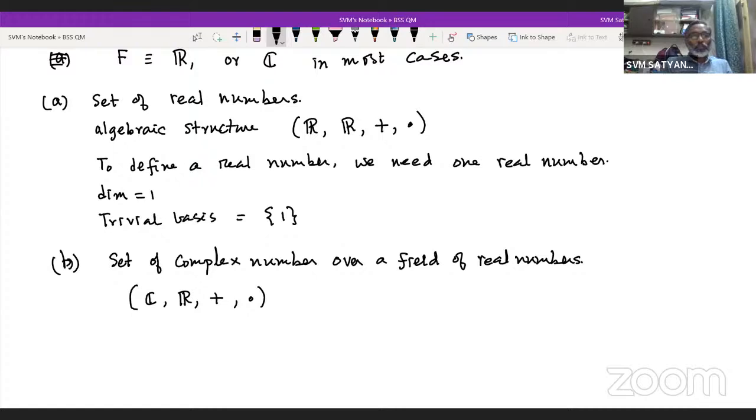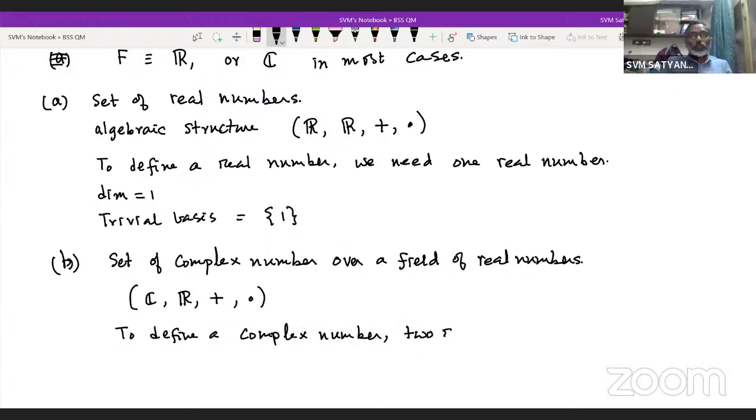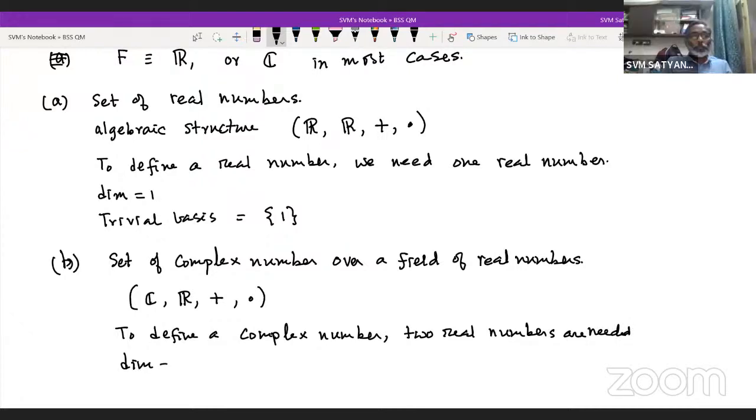Now to define a complex number, how many real numbers are required? Two real numbers are required. So what is the dimension of this vector space? Two only. So the dimension of this vector space is 2.